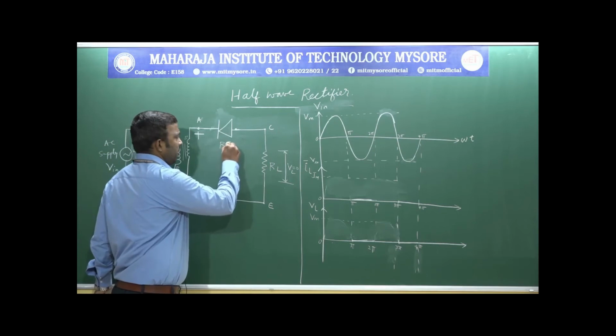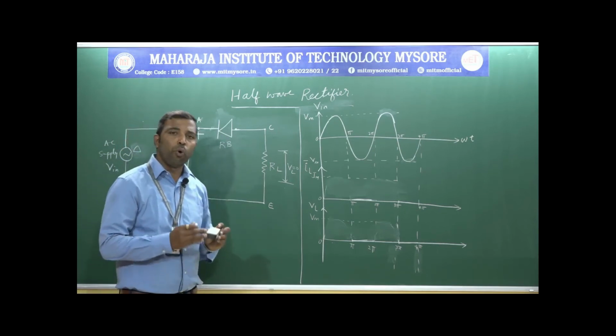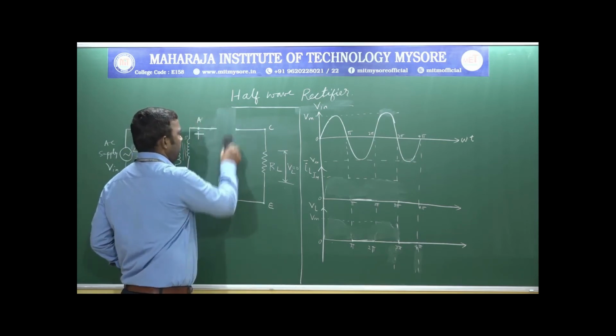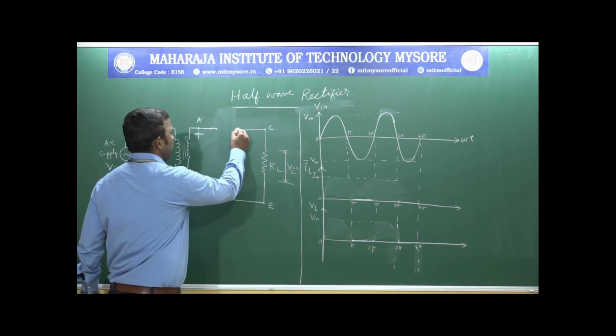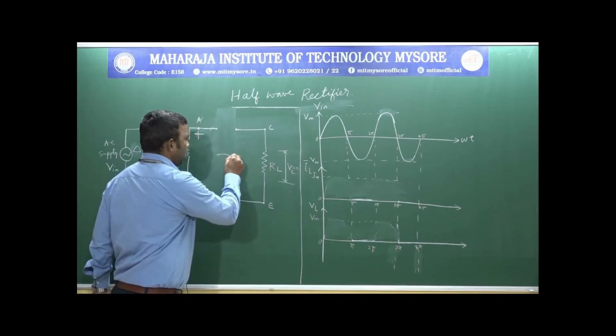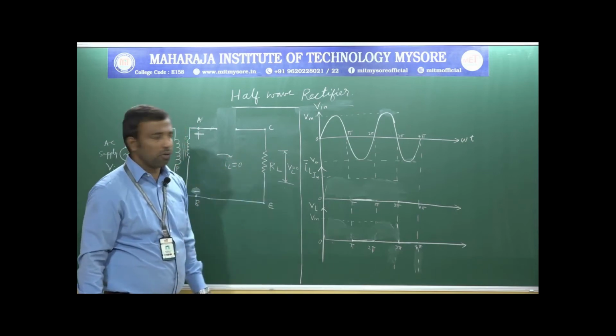Now, what happens in the reverse bias? The diode becomes an open switch. Reverse bias means open switch. No current flows in the circuit. Therefore, I will call this current IL equal to 0. Therefore, VL is also equal to 0.